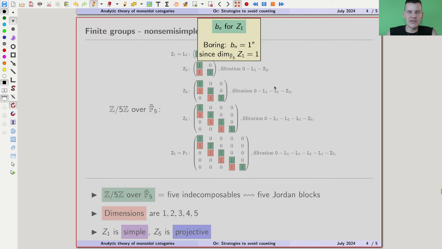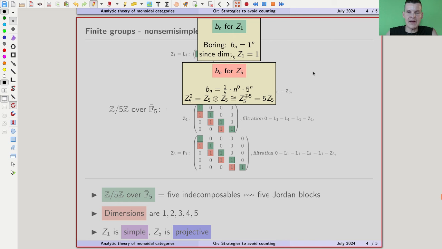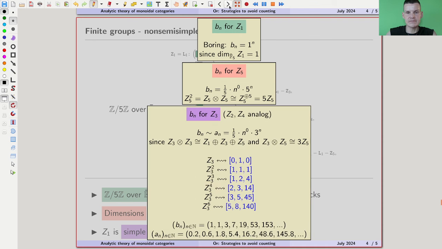So for Z1, nothing is going on. It's boring. For Z5, Z5 has a very easy multiplication rule. It just spits out 5 copies of itself. So the overall growth rate is 1 over 5 times 5 to the n. And when it's multiplied with itself, it spits out 5 copies of itself. There's an offset because you start a little bit late, one later. So it's a 1 over 5.